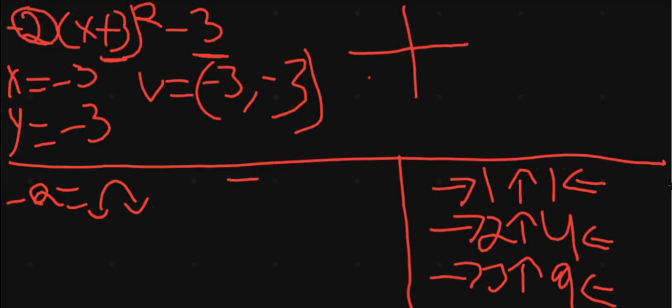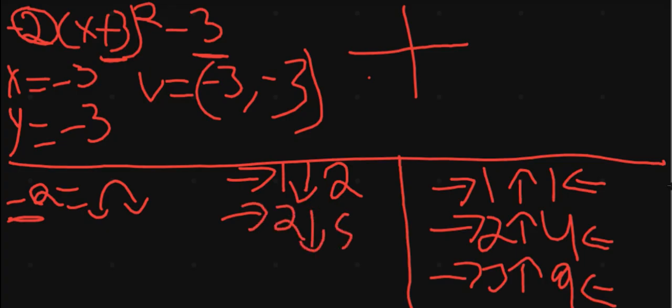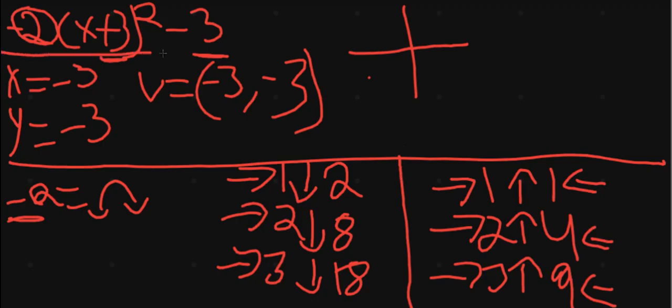So instead of it'll be over 1, but instead of up 1, it's going to be down, since remember a negative, it's going to be down 2. It's going to be over 2, down 8. It's going to be over 3, down 18. Now I don't have room to graph that, but I'm sure you'll be able to figure that out. So that's our first example of a vertex form quadratic equation. Now, I'm going to give us another one.